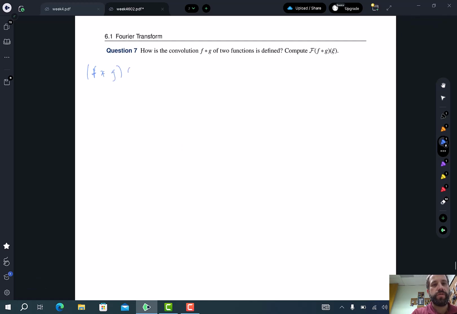The convolution of two functions. Look in the book for more discussion about what convolution is, but this is going to be equal to the integral from minus infinity to positive infinity of f of x minus y times g of y dy. One way to think about this is we are taking a weighted average of f with respect to the weight g. We're sort of centering things at x and taking a weighted average of f with respect to the weight g.